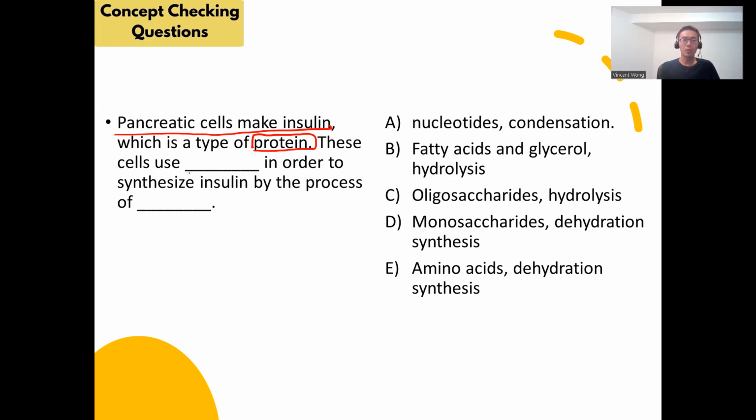These cells use something in order to synthesize protein by a process of something. So what is the monomer of making protein? You should know by now, it is amino acid. That's why the answer is E, right? That's all this is asking. That's what an application question is, right? It throws you into a scenario that you haven't seen before, but really the underlying core question is something that you already know. I hope that makes sense.